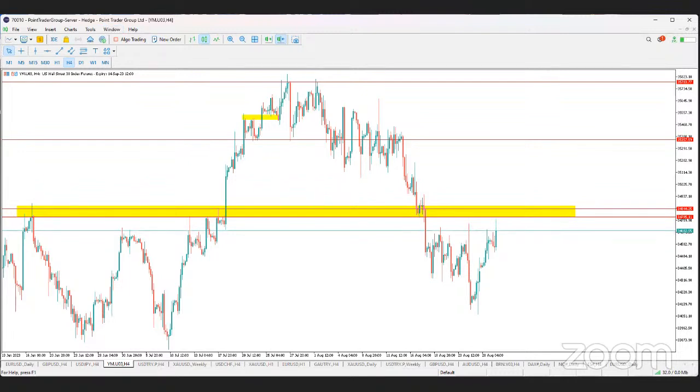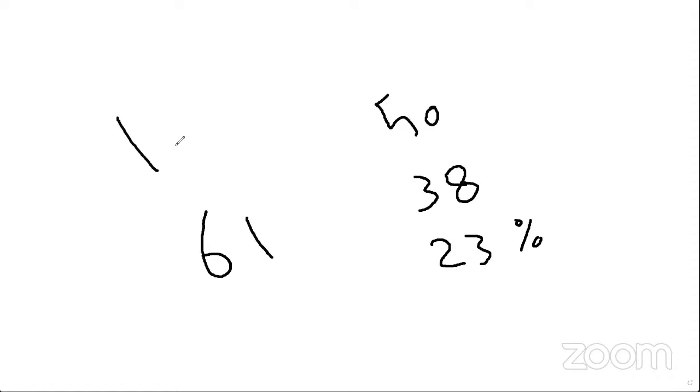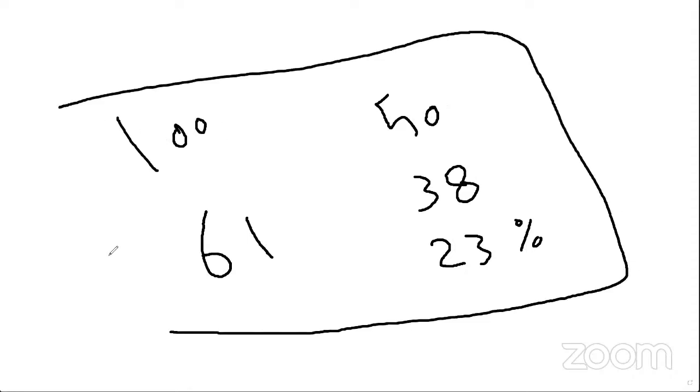So for instance, we have some important numbers. I'm going to share my whiteboard with you. There you go. We have 23%. We also have 38%. We have 50. We have 61. We have 100. The most important numbers, respectively, 38, 50, 61. Those are the most important numbers.